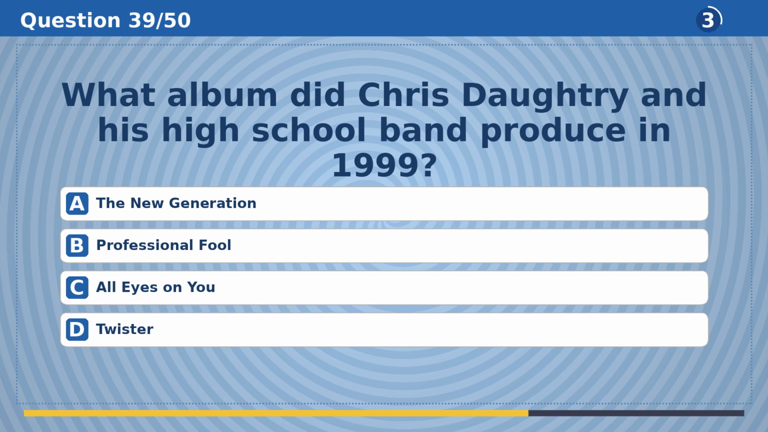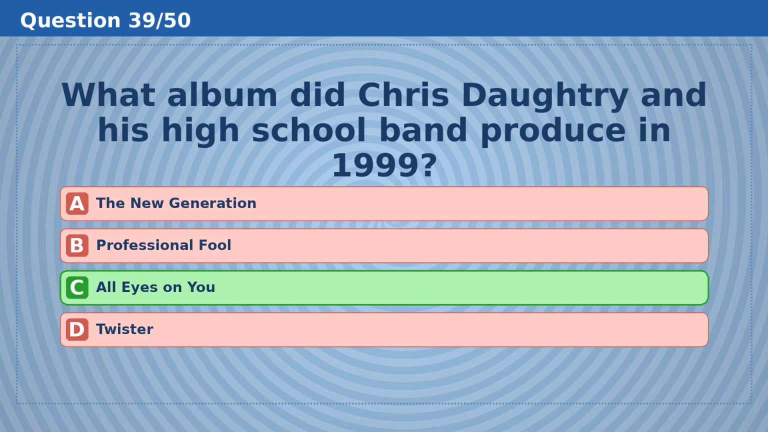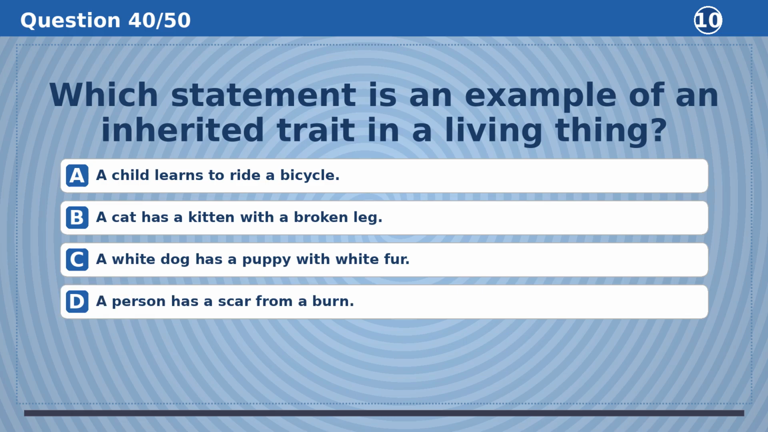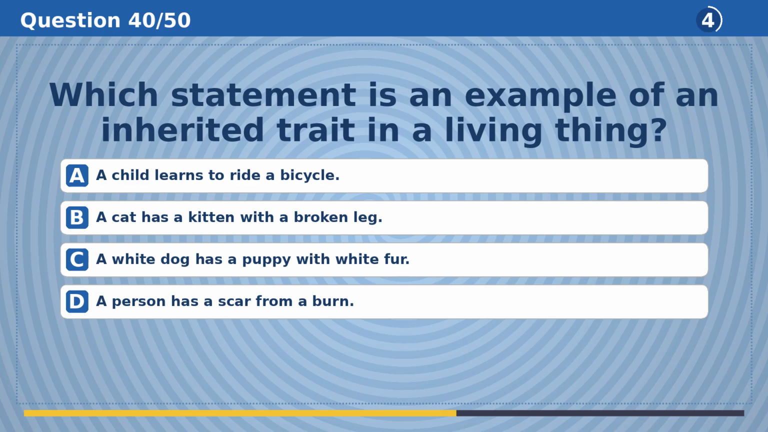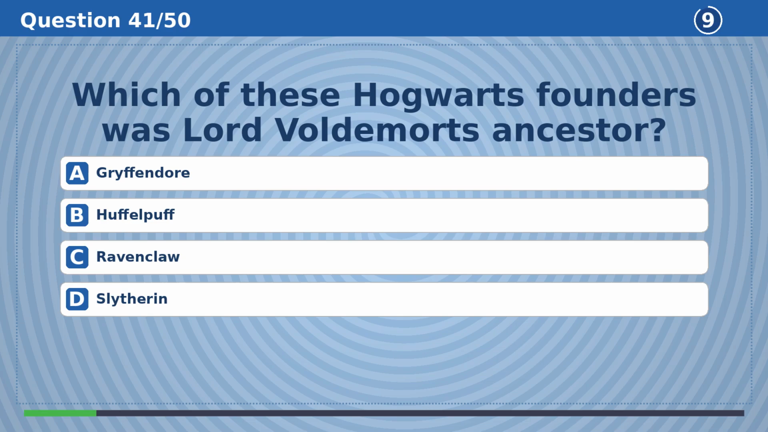What album did Chris Daughtry and his high school band produce in 1999? The answer is C. All eyes on you. Which statement is an example of an inherited trait in a living thing? The answer is C. A white dog has a puppy with white fur.